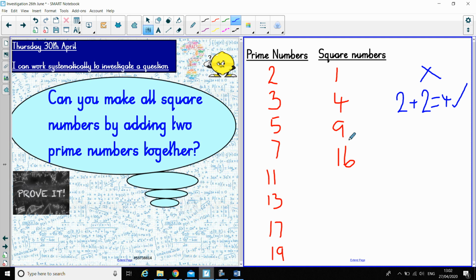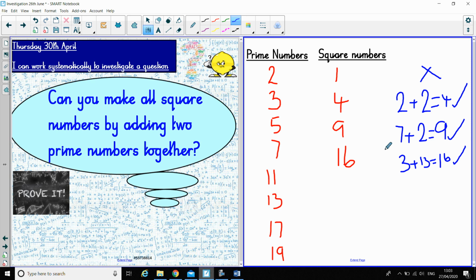Can I make 9 by adding two of these numbers together? Well, I can do 7 add 2, can't I? 7 add 2 equals 9. So I'm going to give that a tick. Can I make 16 by adding two of these numbers together? Well, I could do 3 add 13, which gives me 16. I'm going to give that one a tick.